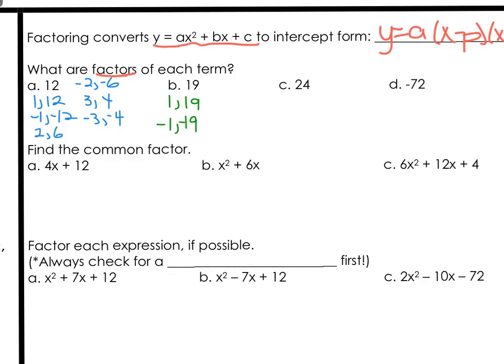Now, I'd like you to try 24. See if you can come up with all the positive and negative factors of 24. Pause the video, write them out, and then press play, and we'll see how many we have together. Were you able to come up with 8 different pairs of factors of positive 24? I have 1 and 24, 2 and 12, 3 and 8, 4 and 6. They all multiply to get positive 24. And when they're all negative, same thing happens. We would have 8 choices to pick from in our factoring process.